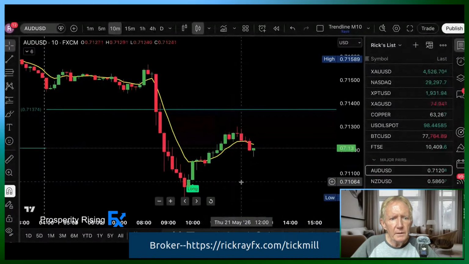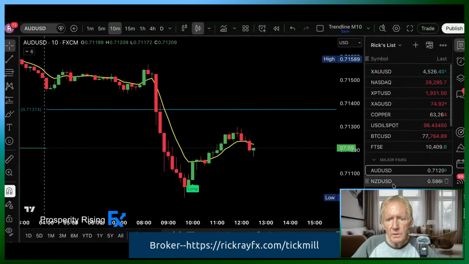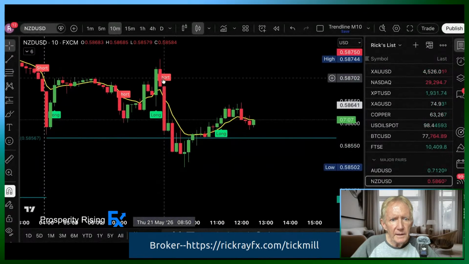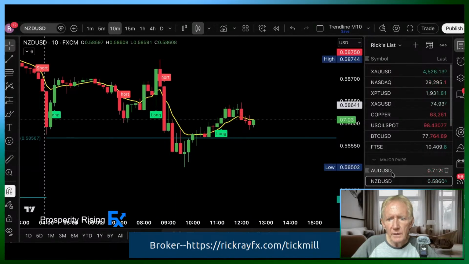Boom. Big move on the AUD/USD. And the same on the NZD/USD, which usually follows, and it did. It went down for a while. New Zealand and Australia, they kind of move together a lot of the time.